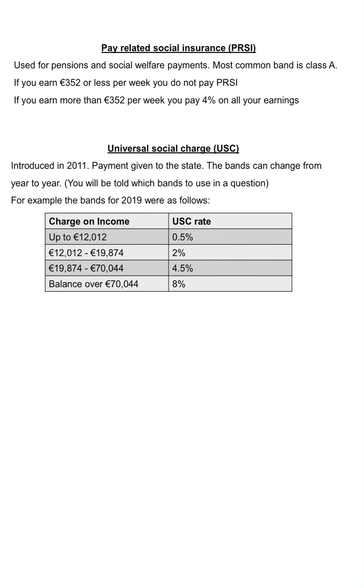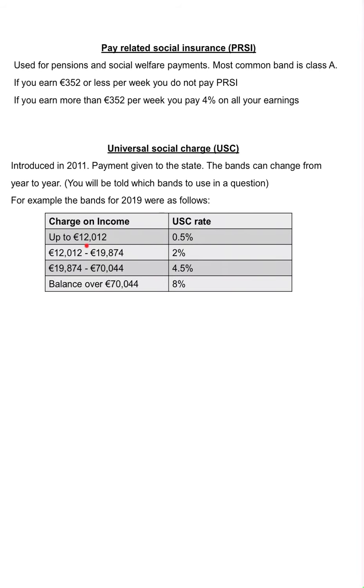Universal Social Charge then, or USC, was introduced in 2011. This is a payment that is given to the state, and the bands can change from year to year. And you will be given what the bands are if you get a question like this. For example, the bands in 2019 are as follows.